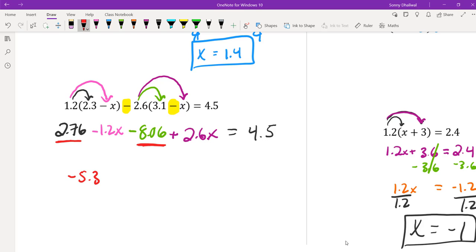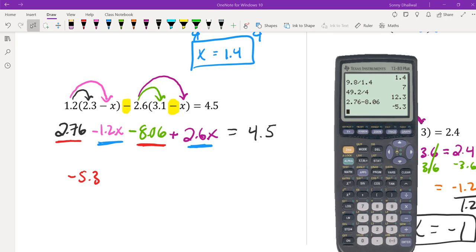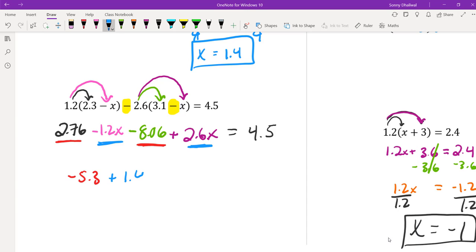We have an x here and an x here. We combine those together. We have a negative 1.2 and a positive 2.6. Negative 1.2 plus 2.6 gives us 1.4x. Notice I didn't add the 4.5. That's on the other side of the equation. Just combine the stuff on the same side.